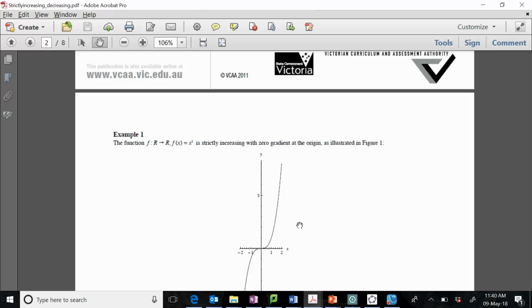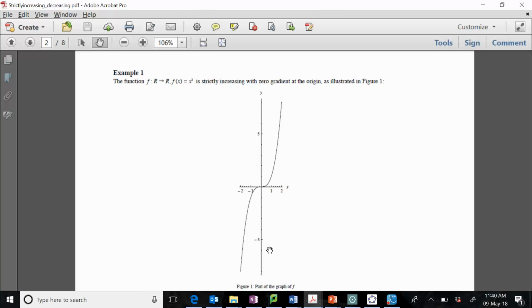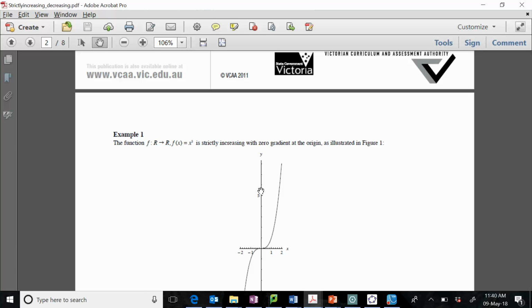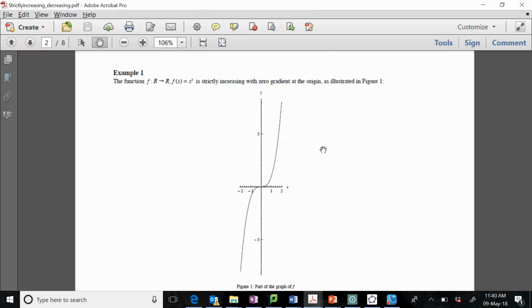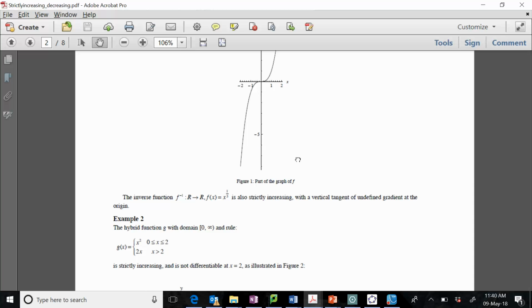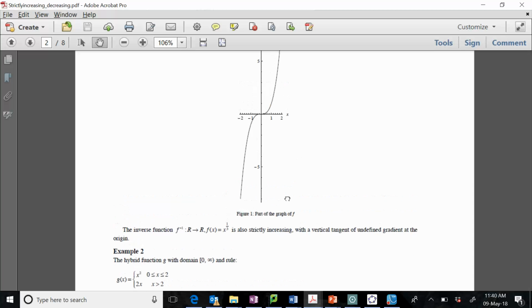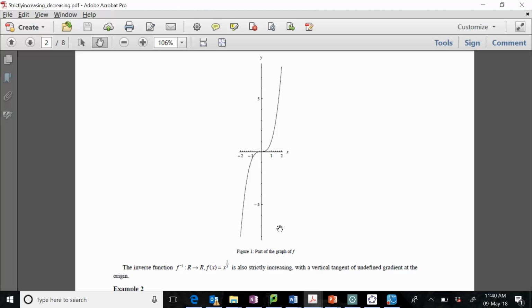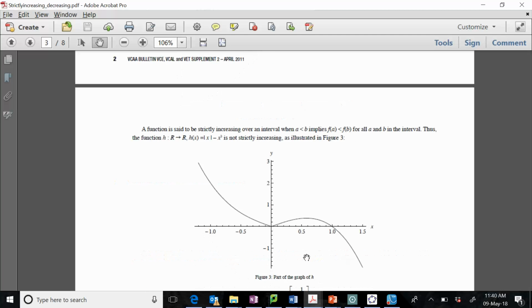So in that case, the gradient for this x cubic graph is undefined at 0, but it would say that it's strictly increasing throughout. So it says here it's strictly increasing with 0 gradient at the origin, and it doesn't say what the interval is, because it's talking about the y values. As long as it's greater than, then it doesn't matter. It's strictly increasing overall. Let me find another one that I remembered.